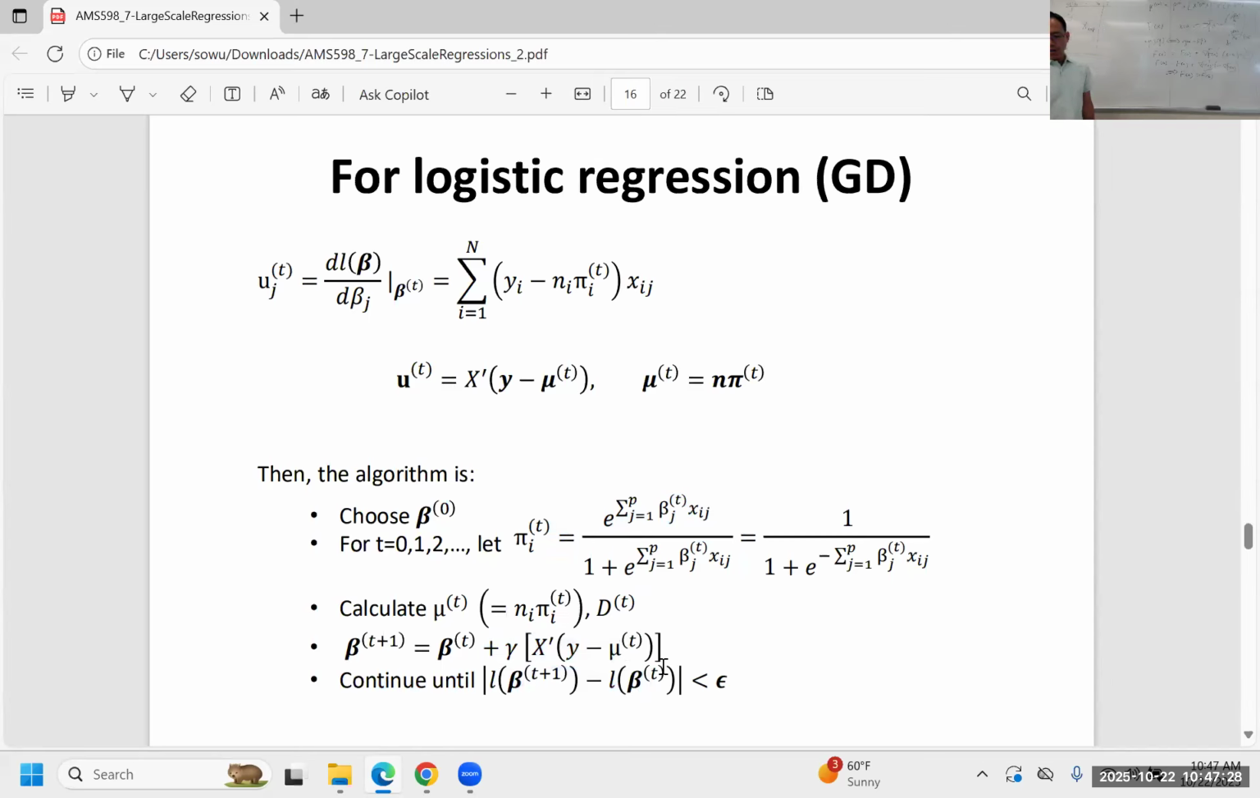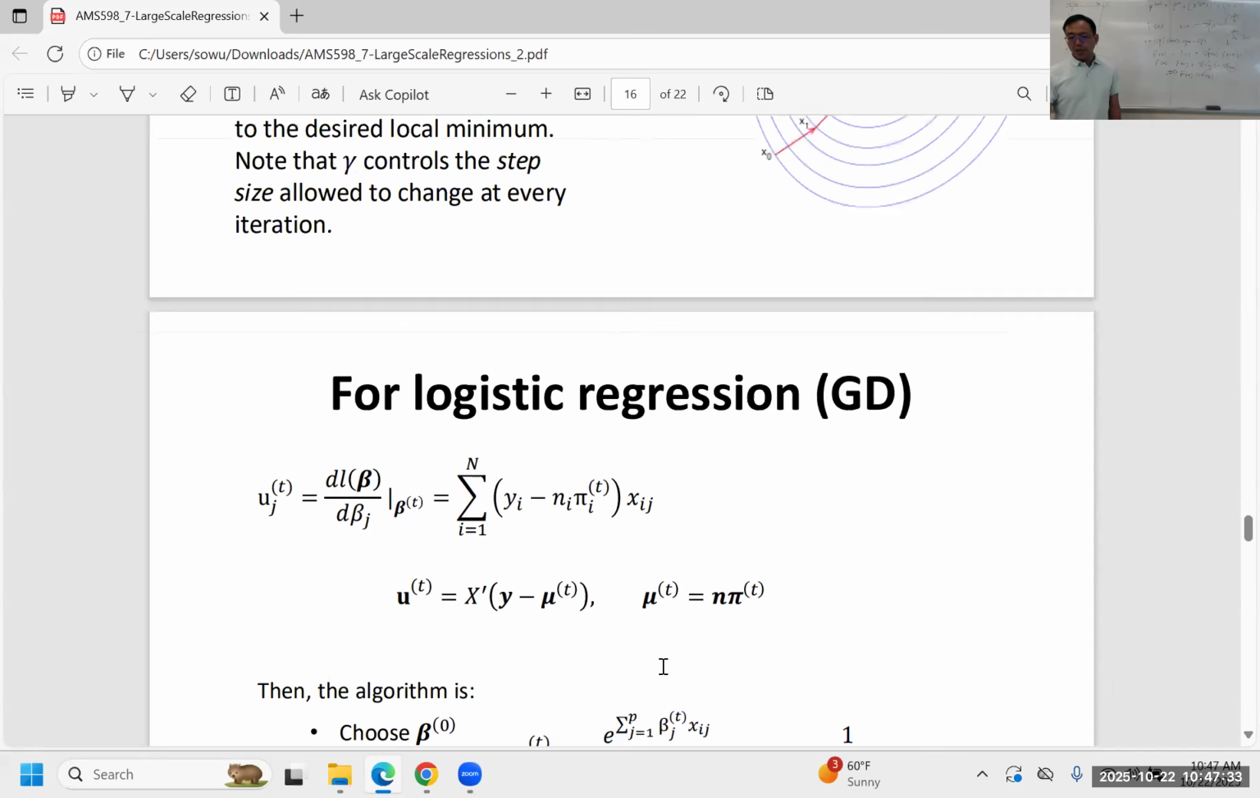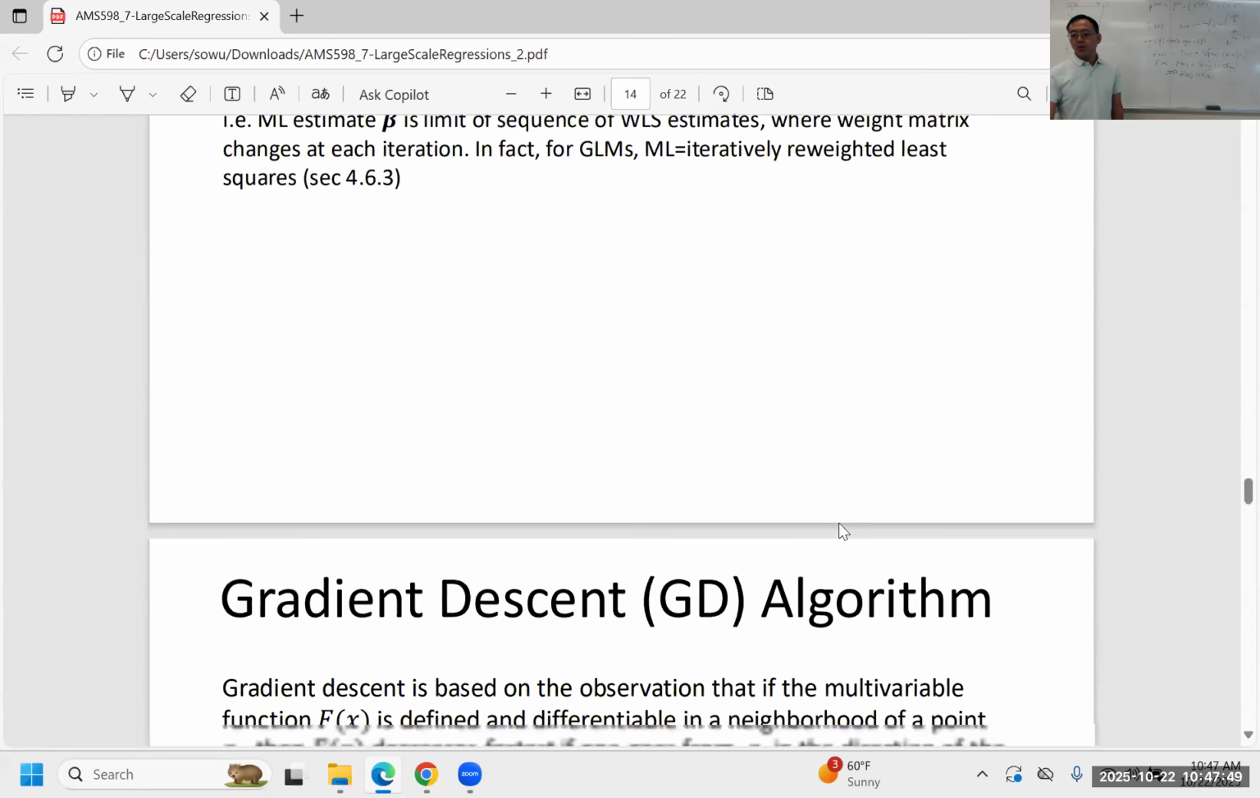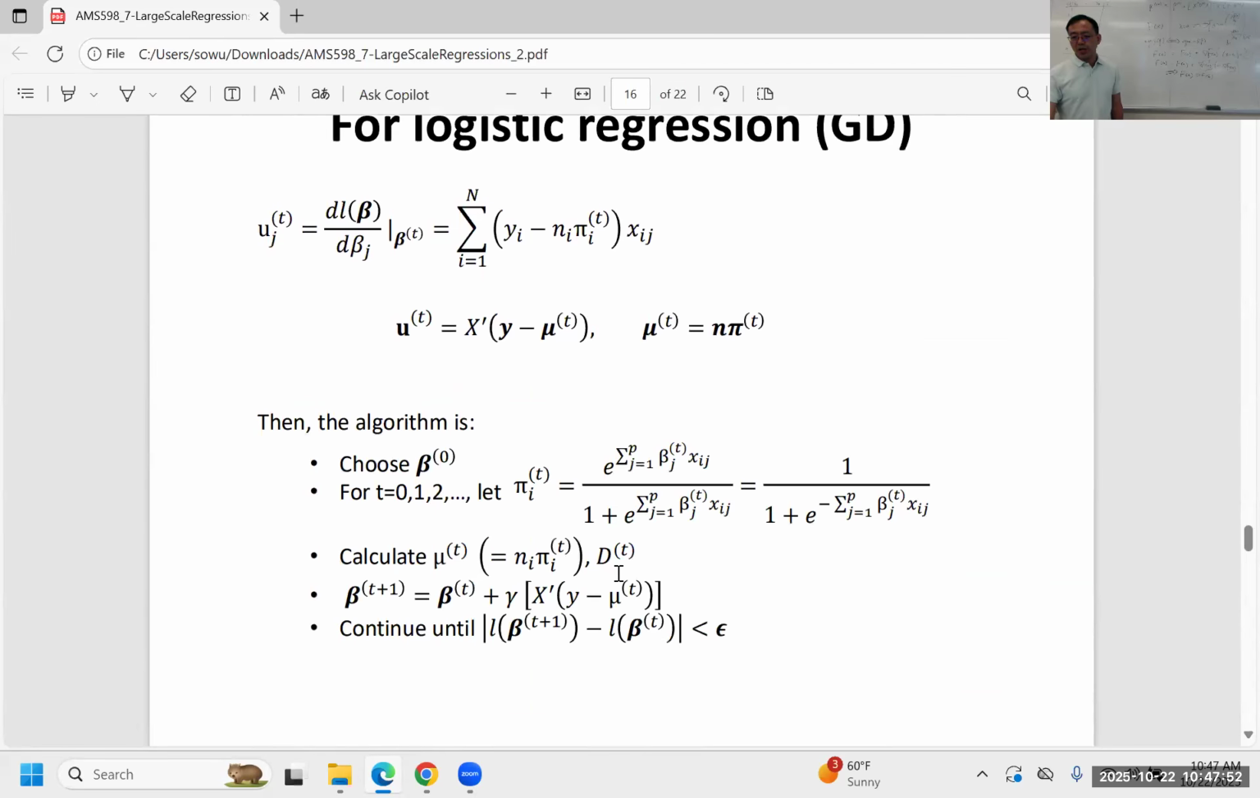Now if you compare this with the Newton-Raphson we had a few slides ago, what we do is we replace this Hessian matrix with the gamma. So the gradient here, everything else is the same. Instead, there we have a Hessian matrix, and here we have a scalar gamma. Okay. Now this is for the gradient methods.